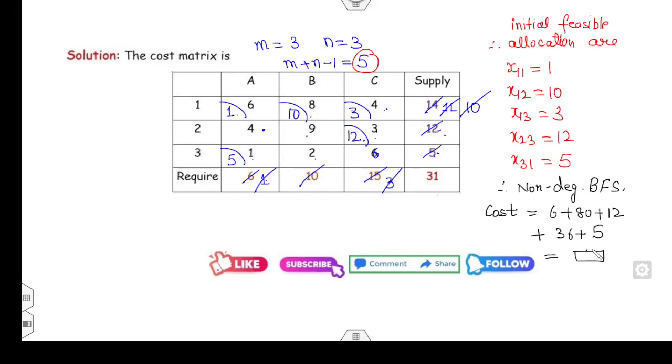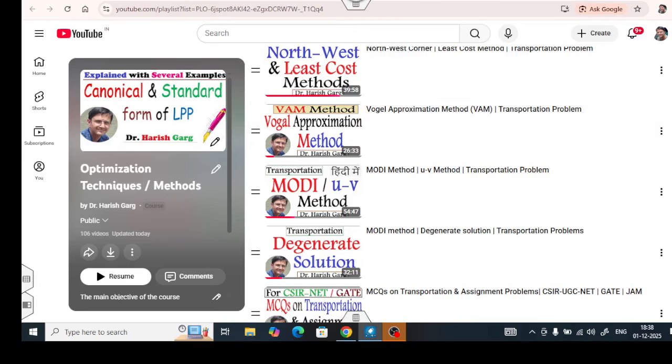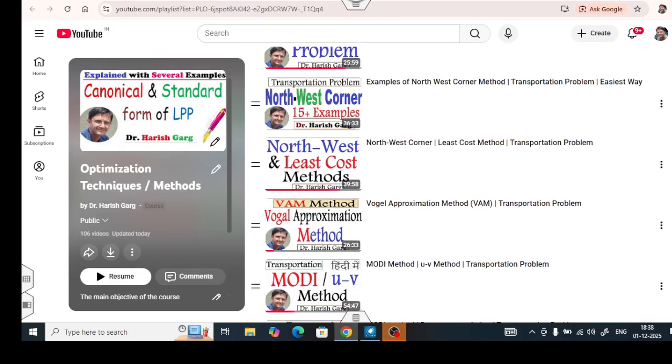Fine. So this is a very simple way. You can see that all those examples that we have covered in this lecture, the same examples we have explained with the help of the northwest corner method as well. For more lectures on the northwest corner and least cost, you can see the combined lectures.